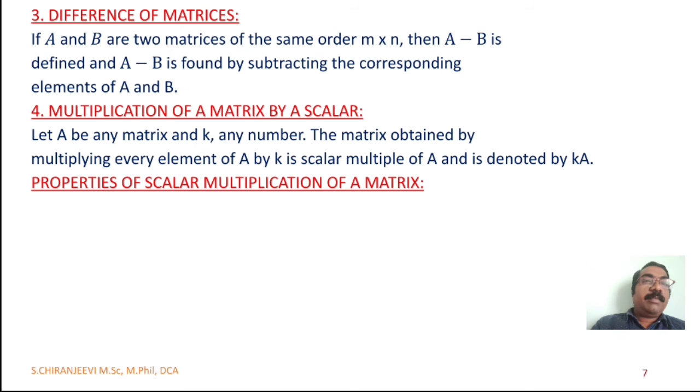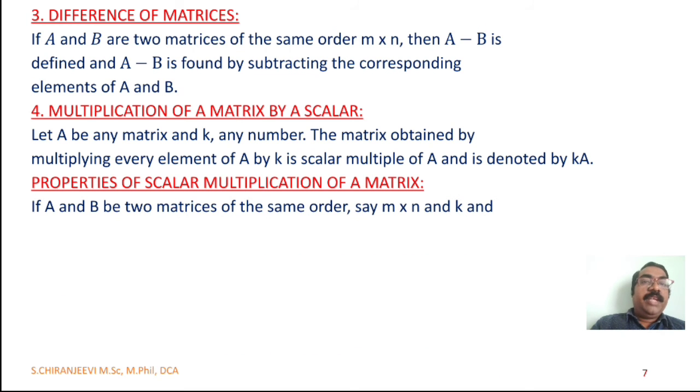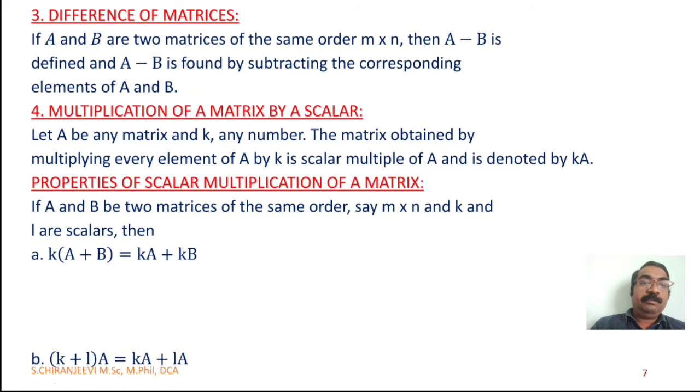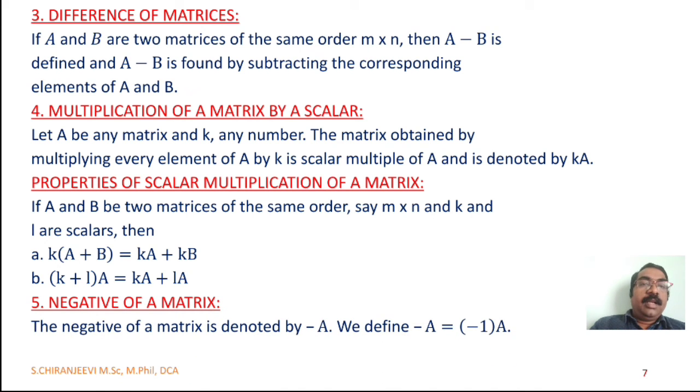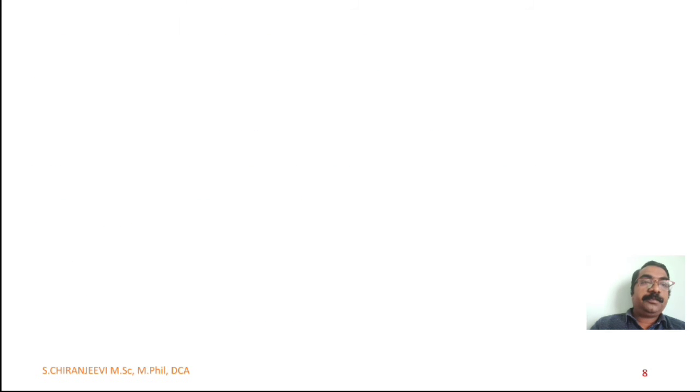Properties of scalar multiplication of a matrix. If A and B are two matrices of the same order, say m cross n, and K and L are scalars, then first one, K into A plus B can be taken as K into A plus K into B. K plus L into A equal to K into A plus L into A. Negative of a matrix. The negative of a matrix is denoted by minus A. We define minus A equal to minus 1 into A.